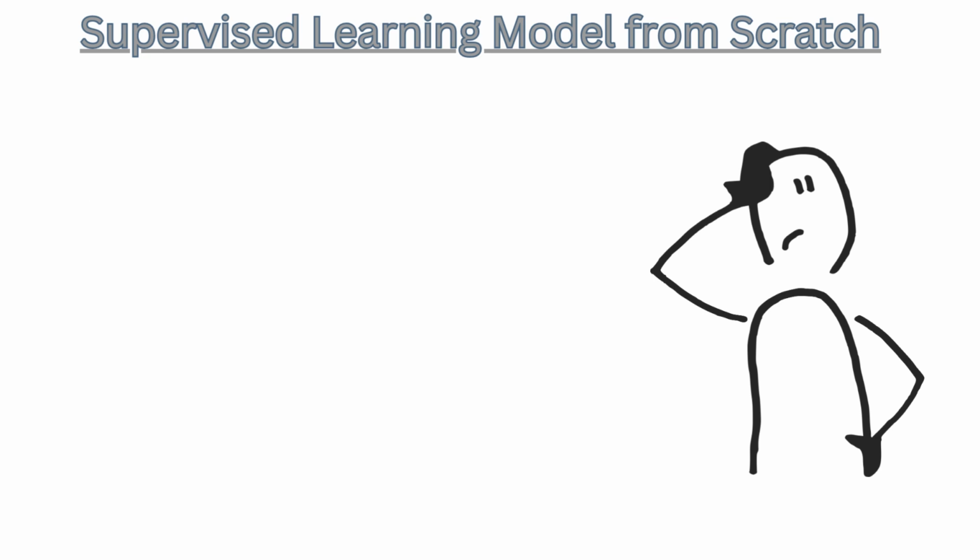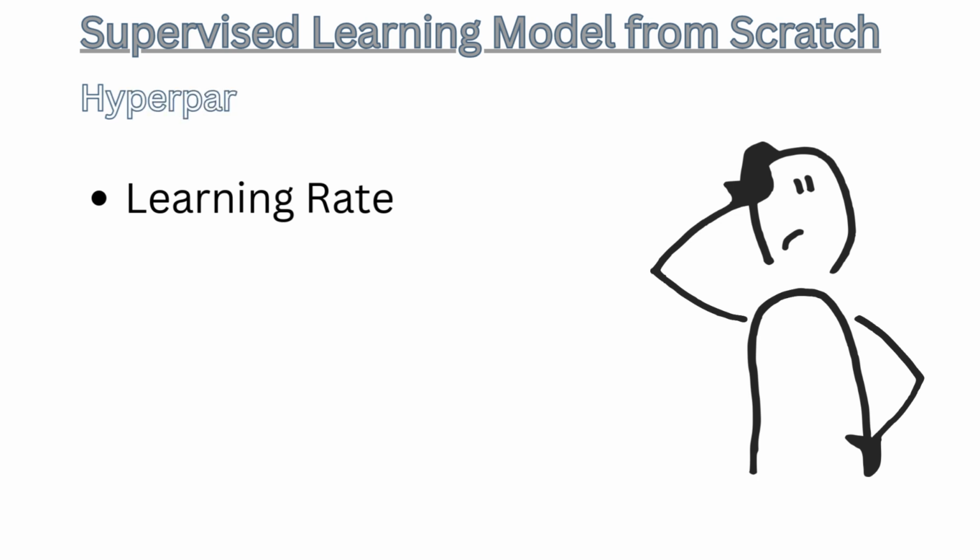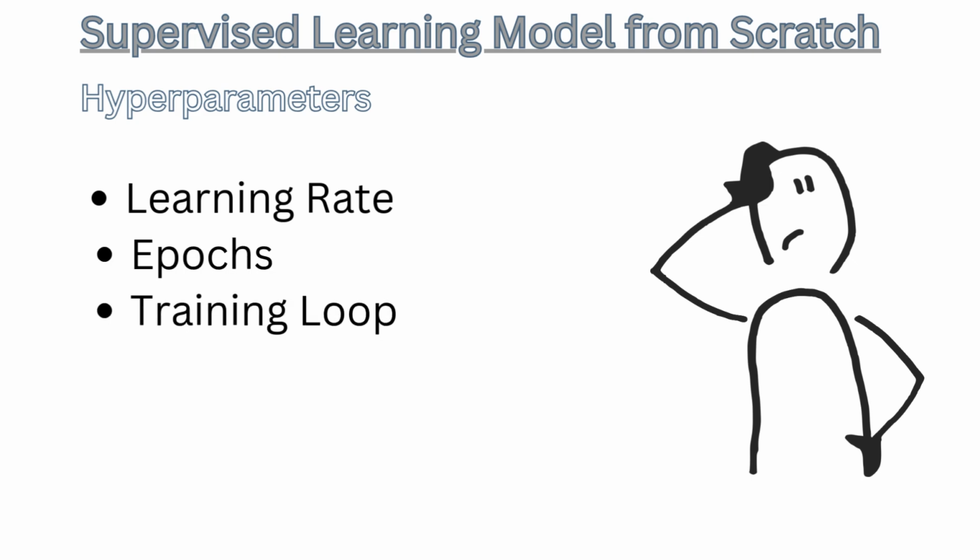But wait, what do we actually mean by learning rate? When you start programming machine learning models, you'll come across something called hyperparameters. These are settings that control how the model learns. There are quite a few of them, but in this video, we're going to focus on 3 key ones: the learning rate, the number of epochs, and the training loop, the core of how learning actually happens.